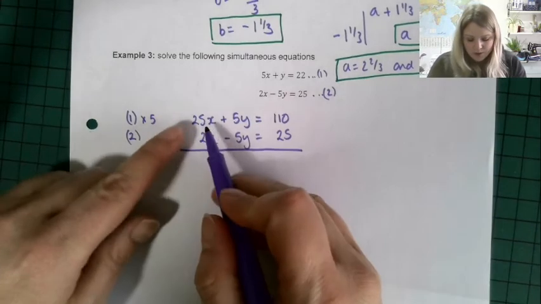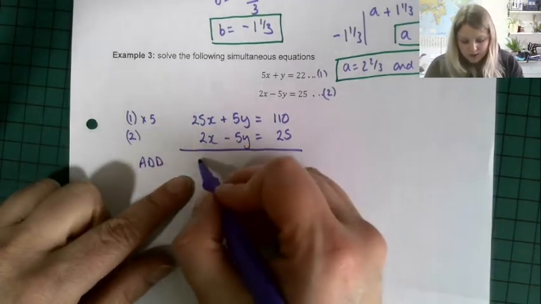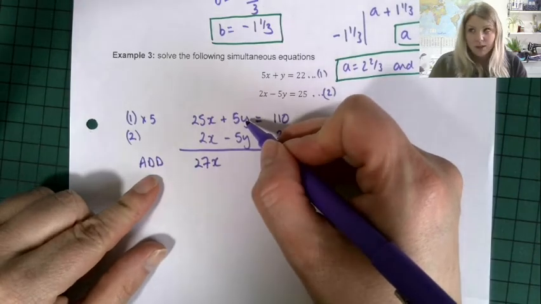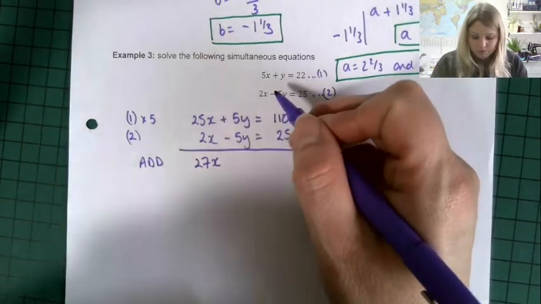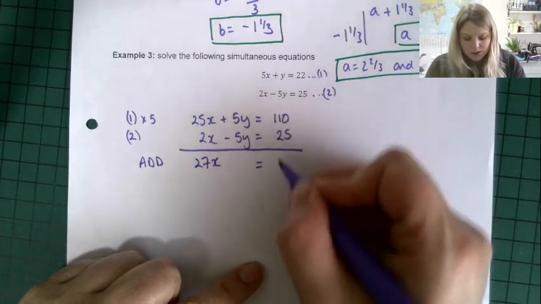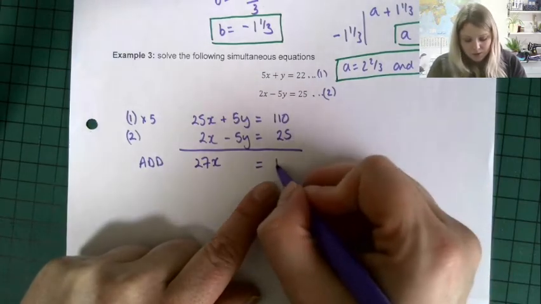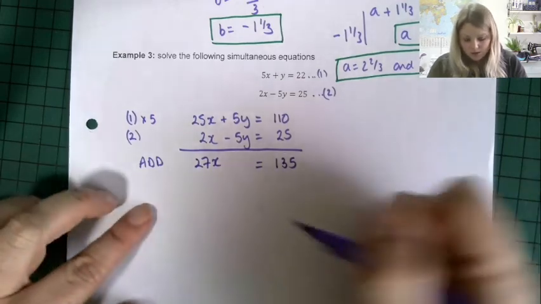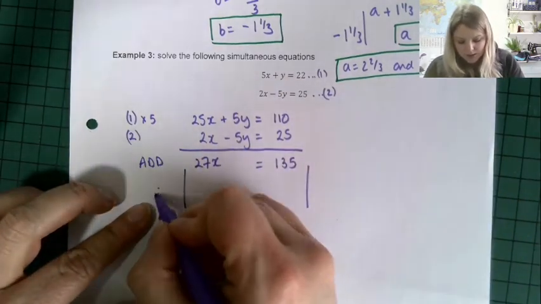Okay, so 25x plus 2x gives me 27x. 5y plus minus 5y gives me 0y, so don't write it. And then 110 plus 25 gives me 135. Okay, to get x on its own, I have to divide both sides by 27.